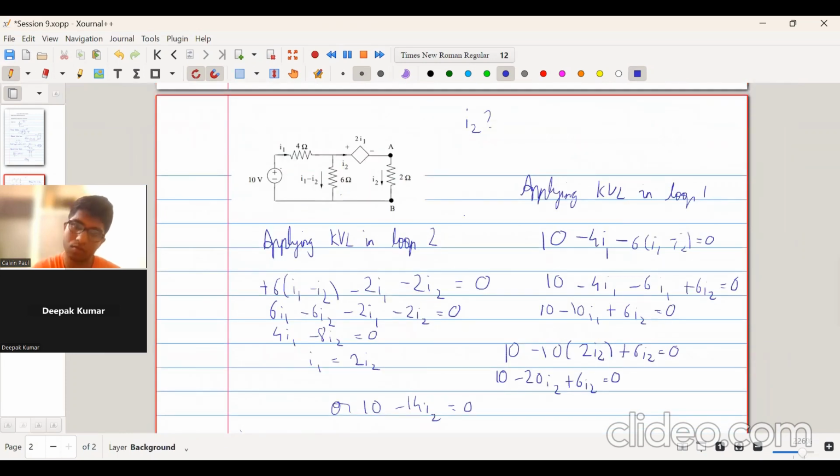Then we need to find the overall resistance looking through the open terminal. By the method, R equivalent is equal to V Thevenin upon ISC, or we can consider here a DC voltage source. Hello.